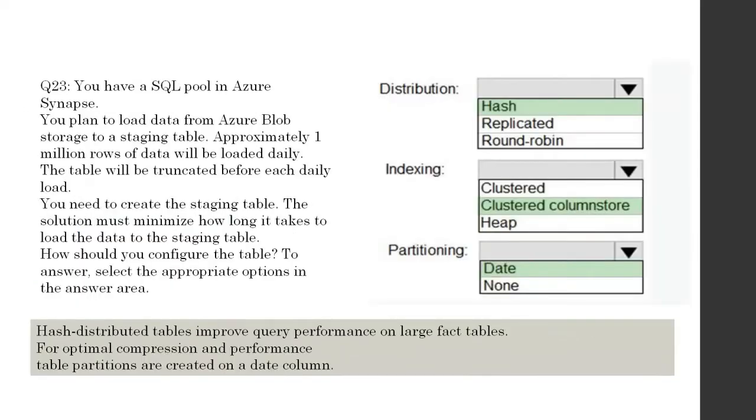Okay, moving to question number 23. You have an SQL pool in Azure Synapse. You plan to load data from Azure Blob Storage to a staging table. Approximately 1 million rows of data will be loaded daily. The table will be truncated before each daily load. You need to create the staging table. The solution must minimize how long it takes to load the data into the staging table. How should you configure the table?